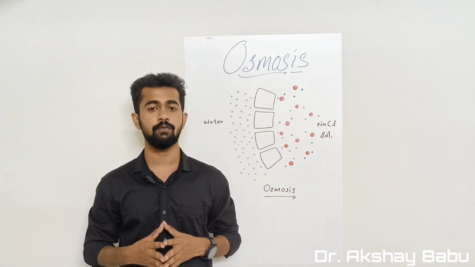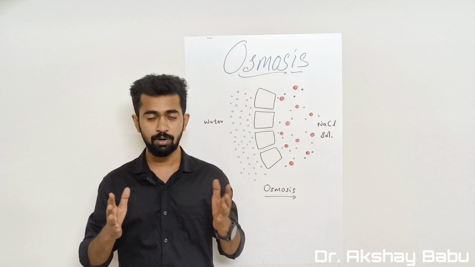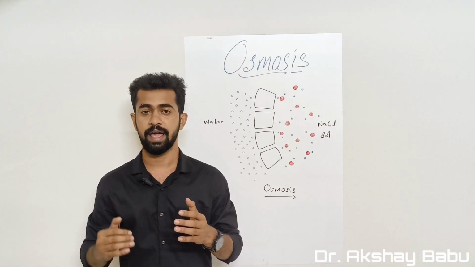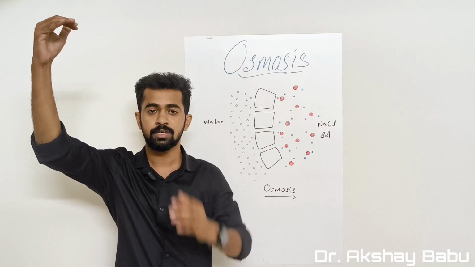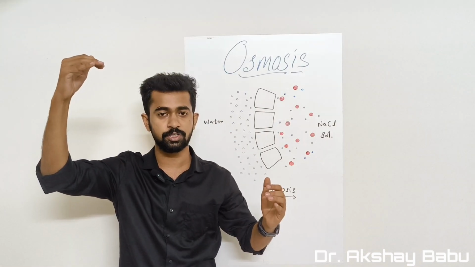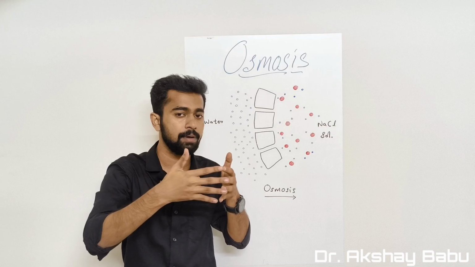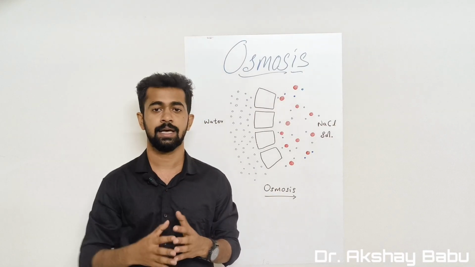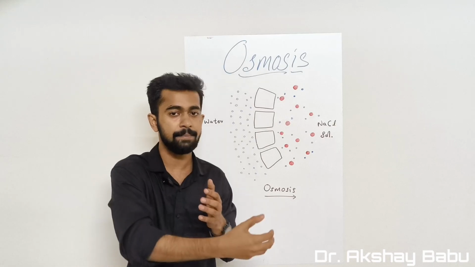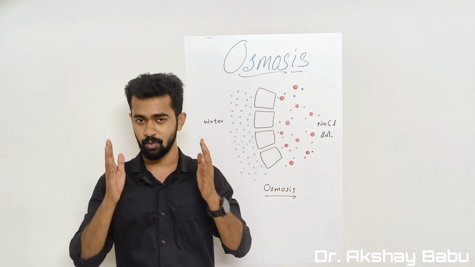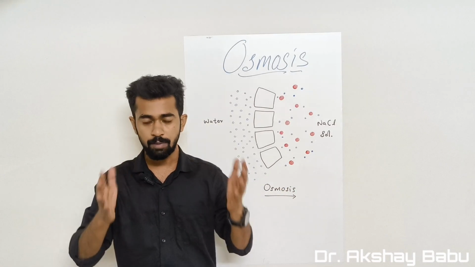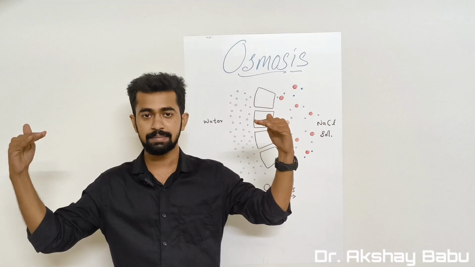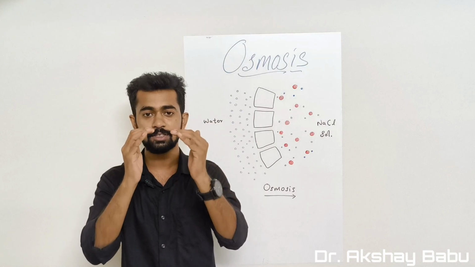So coming to the definition of osmosis. Osmosis is the net movement of water molecules from an area of higher concentration to an area of lower concentration through a semi-permeable membrane. And the most abundant substance that passes through the cell membrane is water molecules. In normal conditions, the amount of water molecules that pass in both directions is balanced precisely.